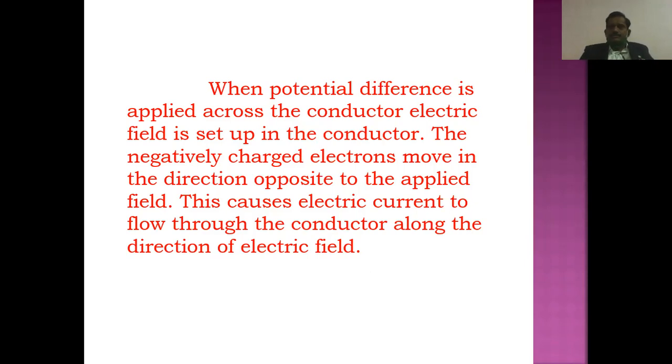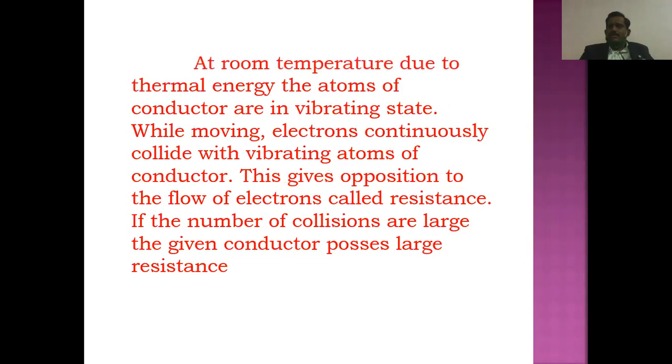Now, at room temperature, what happens? At room temperature, atoms which are present inside the conductor are in a vibrating state. Means these atoms have a nucleus, and in that nucleus there are protons and neutrons. So these atoms have electrons revolving around that nucleus. They are in vibration. Means they are in a vibrating state. It is not stable. It vibrates.